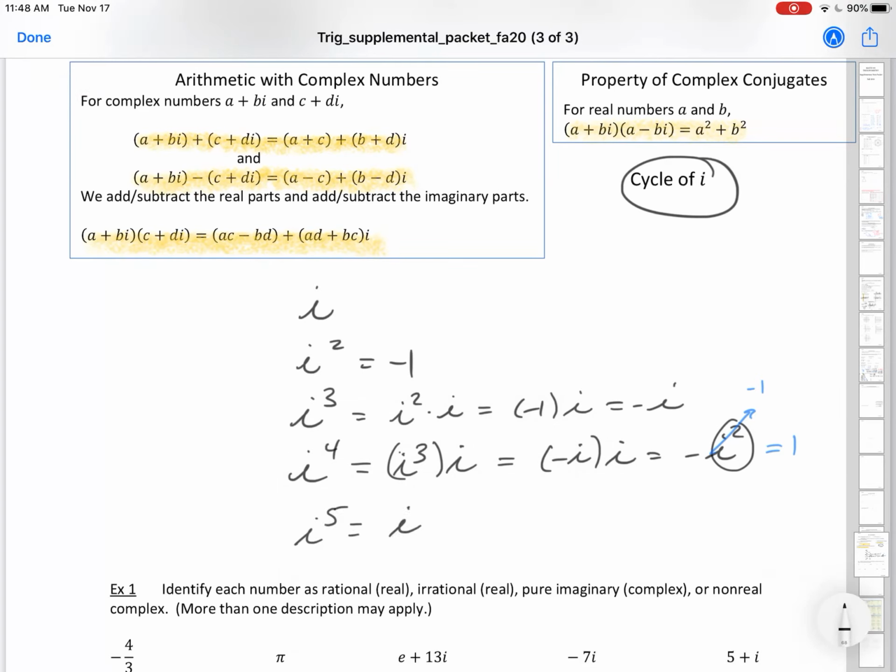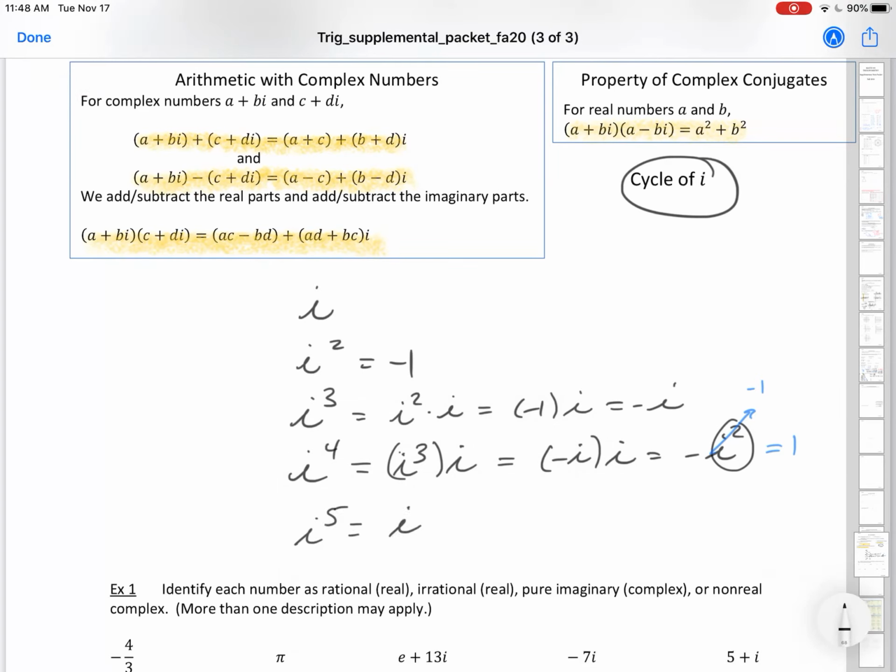It's definitely worth it to memorize those first 4, that i to the first is equal to i. This one you'll use often, so no problem memorizing that one. i cubed is equal to -i, and i to the fourth is equal to 1. You actually never see an i to the fourth.